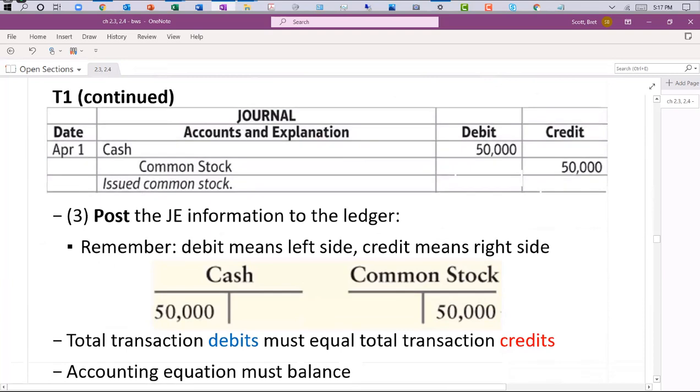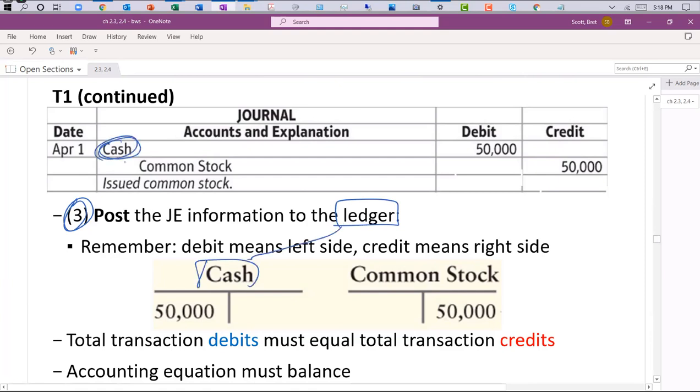That's step 2. The last part of recording this transaction requires us to post the information to the ledger. This is somewhat of a housekeeping task, but it's not trivial. It's very important. We go into the books, the ledger. We identify the accounts that were affected. Cash was affected. Identify cash. How was cash affected in the transaction above? Oh, it was debited. Debit means left. So post this $50,000 on the left-hand side.